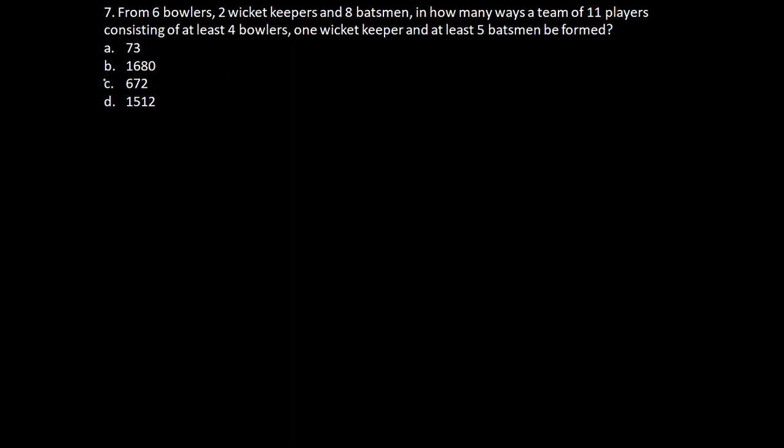Let us move to the last numerical for today. Over here it is written, from 6 bowlers, 2 wicket keepers and 8 batsmen, in how many ways a team of 11 players consisting of at least 4 bowlers, 1 wicket keeper and at least 5 batsmen be formed? তোমাকে চয়েস দিয়েছে, 6 জন বলার আছে, 2 জন উইকেট কিপার, 8 জন ব্যাটসম্যান, আর তোমাকে 11 জনের টিম বানাতে হবে, কিন্তু ওখানে আবার কন্ডিশন কি আছে? at least 4 bowlers, খালি একজন উইকেট কিপার, আর at least 5 batsmen be formed.